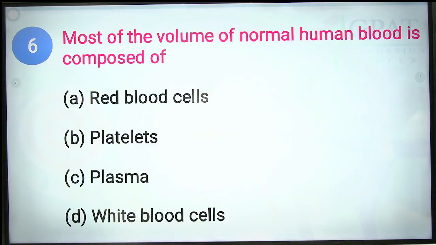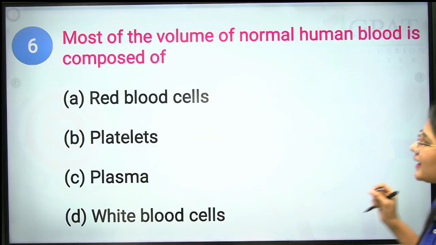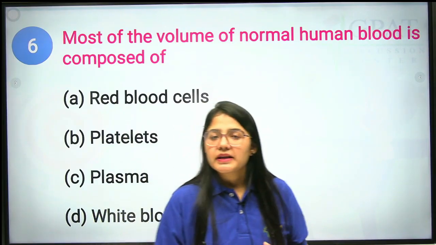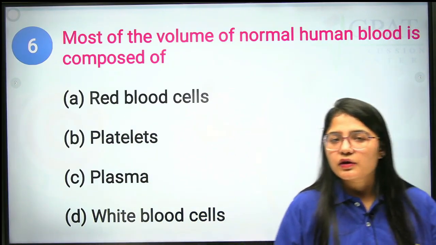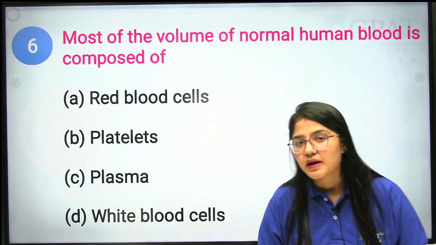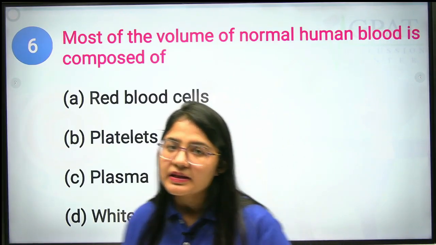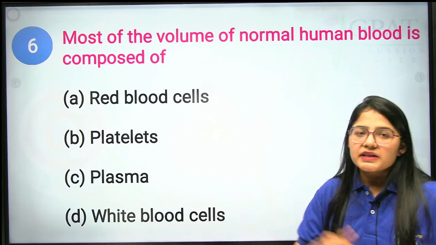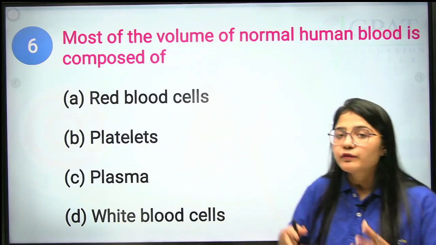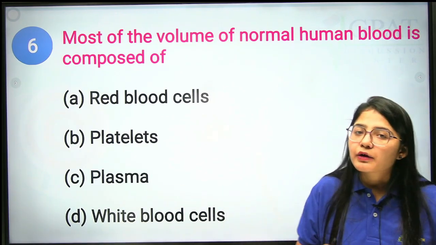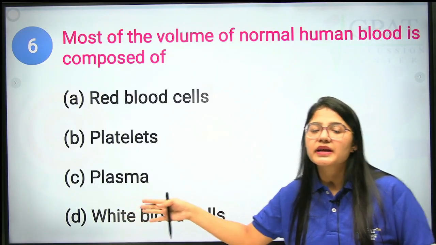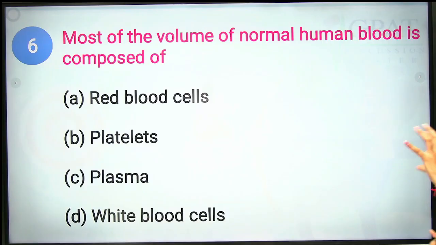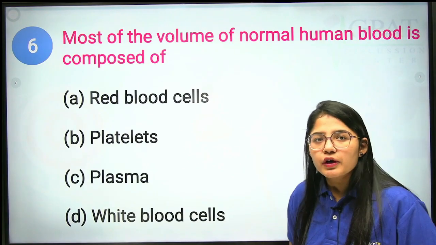Most of the volume of normal human blood is composed of. Okay, so as we all know, human blood is composed of 4 components, which are plasma, then we have our red blood cells, white blood cells, as well as platelets. But this plasma contains water, and water is present in an abundant amount. So we can say plasma is the component which is present in the maximum, or it covers the most volume of your human blood.